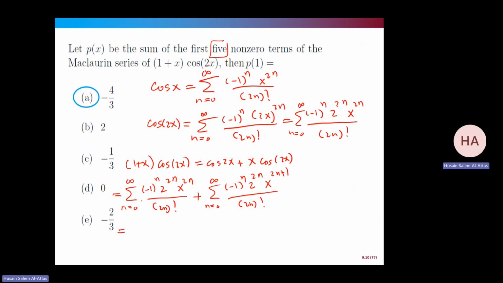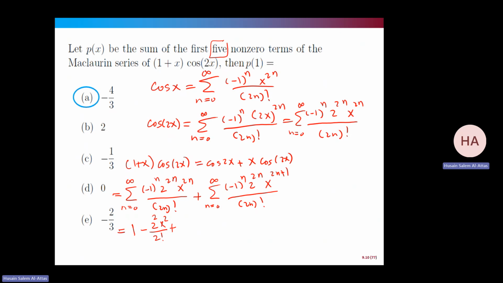So at n equals 0, I have what? Minus 1 to the power 0, 1, 2 to the power 0, 1, x to the power 0, 1. So I have 1. At n equal 1, I have what? Minus 2 to the power 2, x squared over 2 factorial. Let me do it in steps.